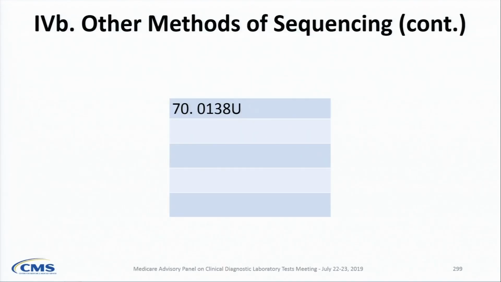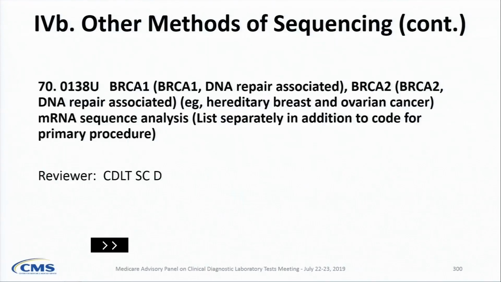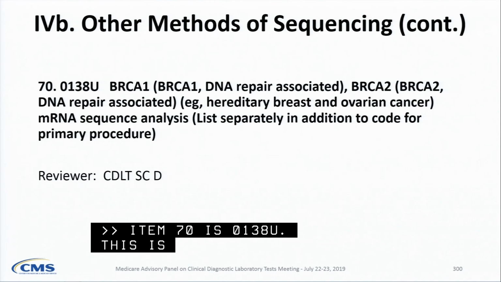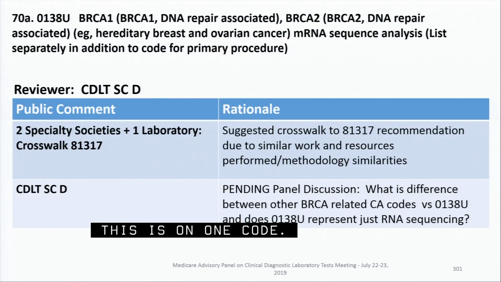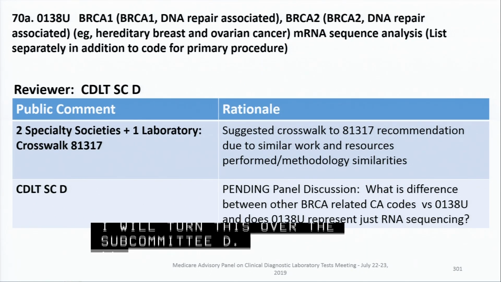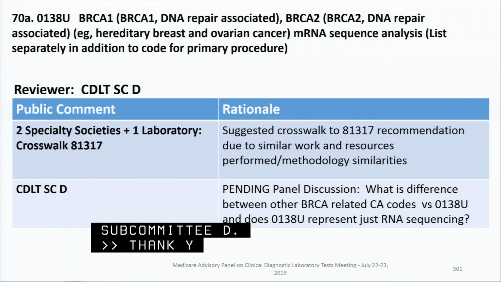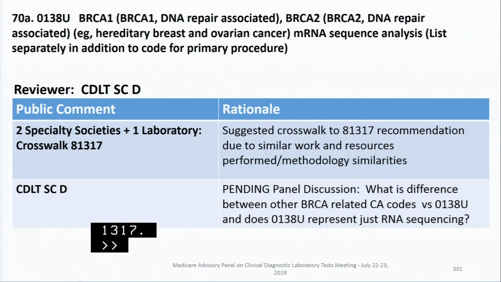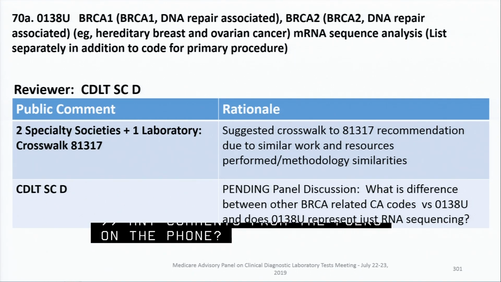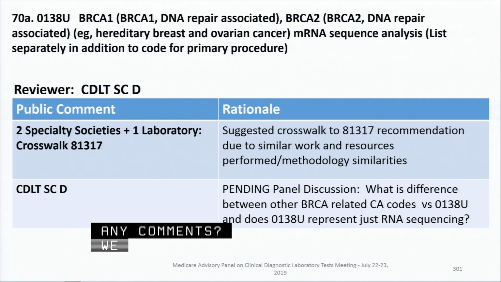So item 70 is 0138U, and this is on the BRCA 1 and BRCA 2 code, and I'm going to turn this over to Subcommittee D, Dr. Hamilton. Yes, thank you. Again, 2 genes this time, but 81317. Any comments from the folks on the phone? Any comments? Okay, so we have Dr. Schoonmaker and then Dr. Bossler.